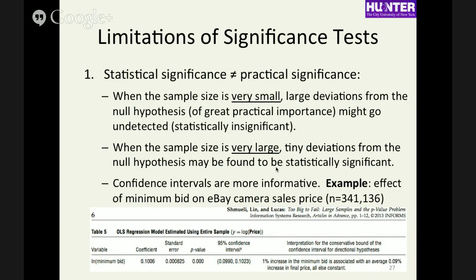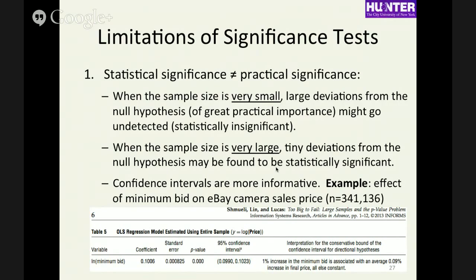So just because you have a tiny p-value, a p-value of 0.000001, it doesn't necessarily mean that that difference is important in real life. It just means that it didn't happen by chance. And confidence intervals can be more informative because they actually tell you the size of the difference, whereas a p-value is just a probability. It doesn't have to do with the size of the difference.